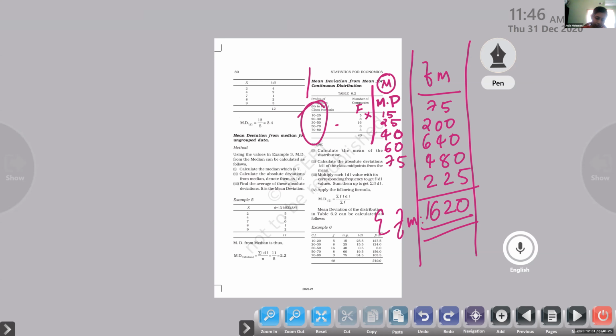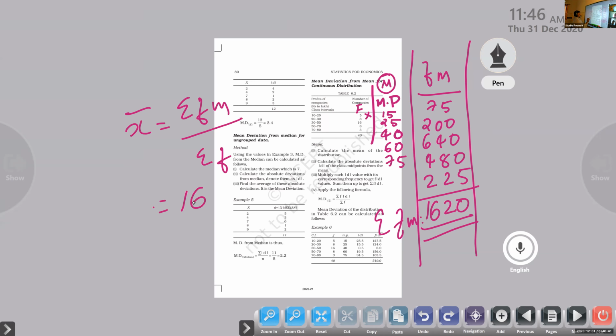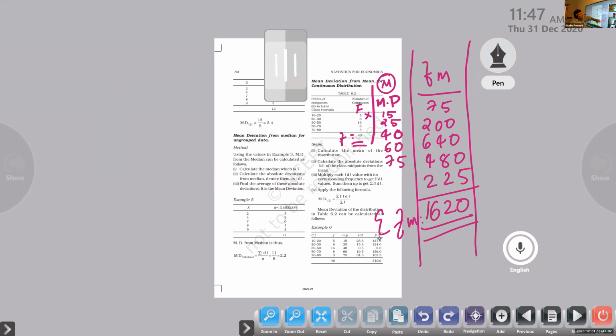What is the next step? We want to apply these numbers in the formula. What is the formula? x bar is equal to sigma FM divided by sigma F. So the answer is 1620 divided by sigma F, which is 40. What is the answer? 40.5. So the mean of this data set is 40.5. That is the mean.